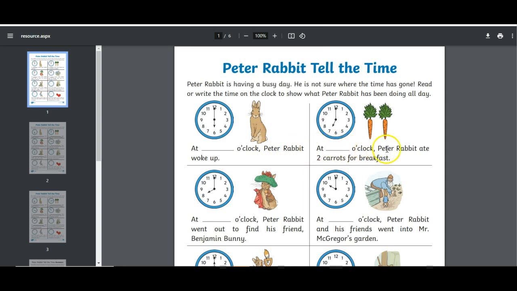At what time did Peter Rabbit eat 2 carrots for breakfast? We see the hour hand has moved from the 6 to the 7. And the minute hand has moved back to the 12. So moved back to 0. So at what time did Peter Rabbit eat 2 carrots for breakfast? That's right. It'll be at 7 o'clock.